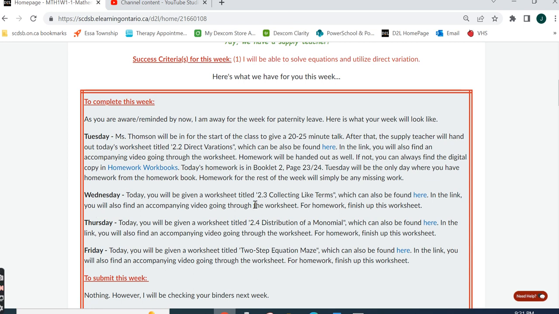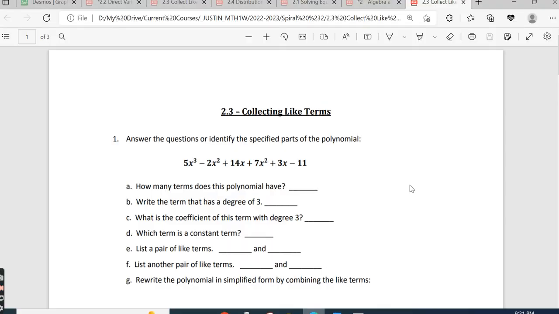Today you'll be given a worksheet titled 2.3 Collecting Like Terms, which can also be found at this link. Seeing as you're watching this video, I'm assuming you have found the video that will talk about that very worksheet. For homework tonight, all you need to do is finish up this worksheet and you're good to go.